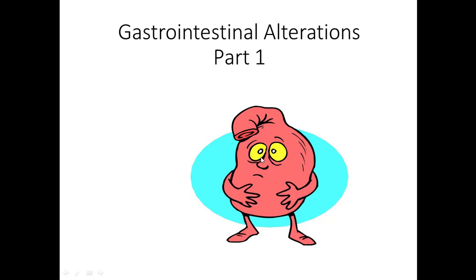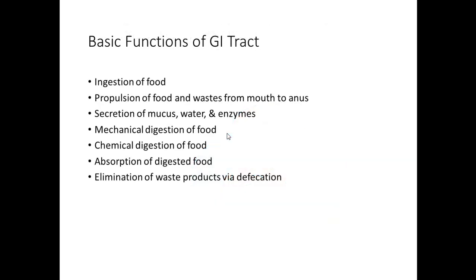So, GI alterations. There is no part two, so don't worry about looking for a part two. So, what does our GI tract do? We ingest food, it propels that food and waste from one end to the other. It secretes mucus, water, and enzymes, digests food by the pulsing of the digestive tract. It also does chemical digestion of food, absorption. That's where we get a lot of our nutrients. And then it eliminates all of our waste products. So it starts at one end and goes all the way to the other.